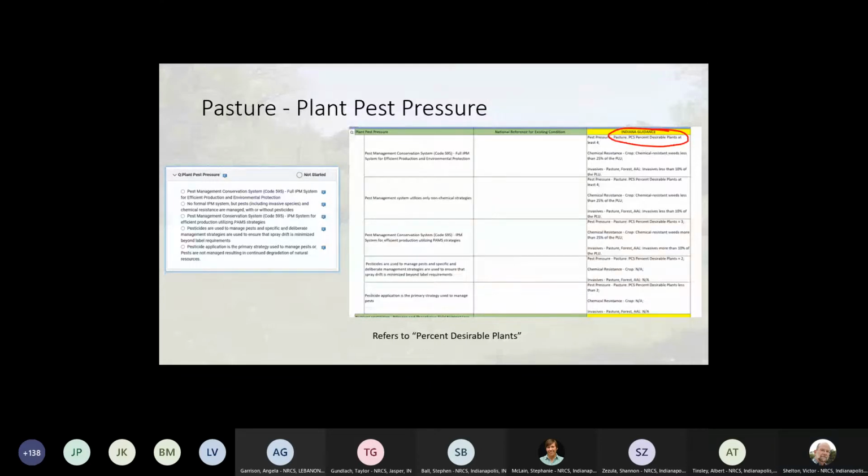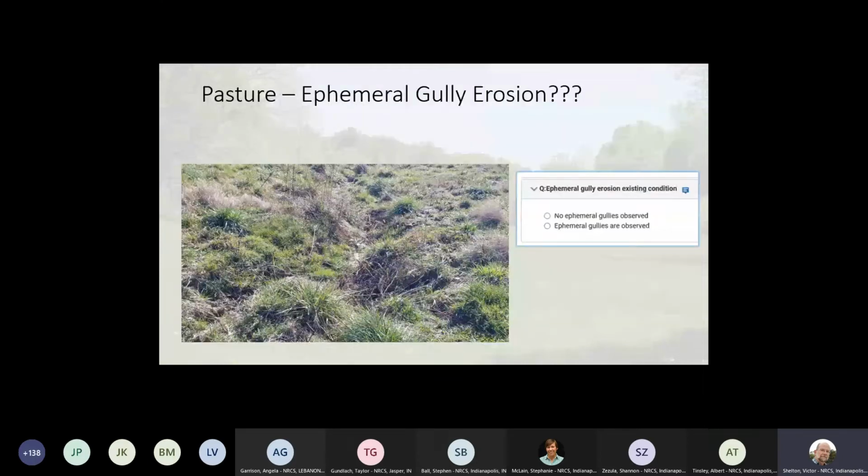CART mentions ephemeral gullies. I think I mentioned that earlier this week. We don't normally use this terminology on pasture, but rather more advanced rills or beginning gully erosion. Ephemerals are advanced rills. Either way, for the most part, they are the beginnings of a classic gully, so we do want to address them. And so if this appears in your questions, then you're basically just going to answer whether they are observed or not. It's pretty easy.